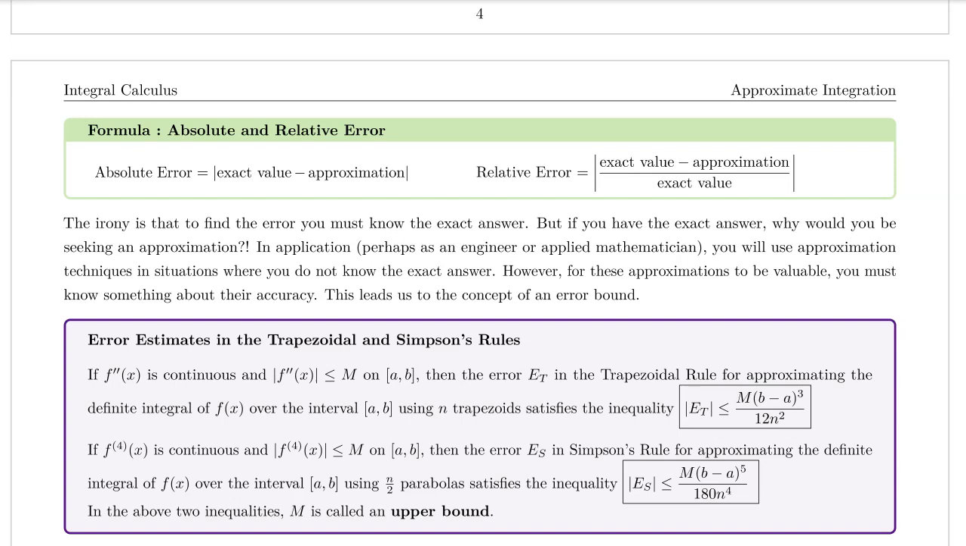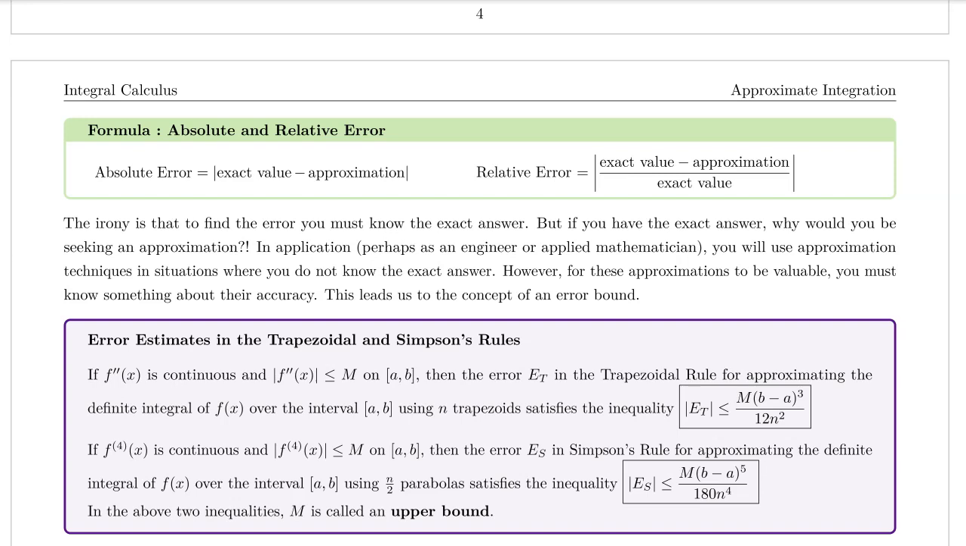If the second derivative of f is continuous and the absolute value of the second derivative is less than or equal to some capital M on the closed interval from a to b, then the error E sub T in the trapezoidal rule for approximating the definite integral of f of x over the closed interval from a to b using n trapezoids satisfies the inequality: the absolute value of E sub T is less than or equal to capital M times (b minus a) cubed over 12 times n squared.